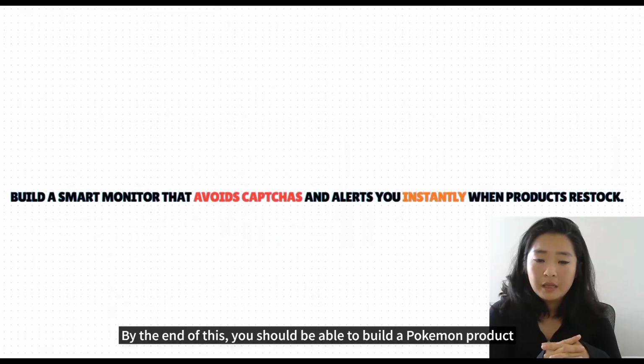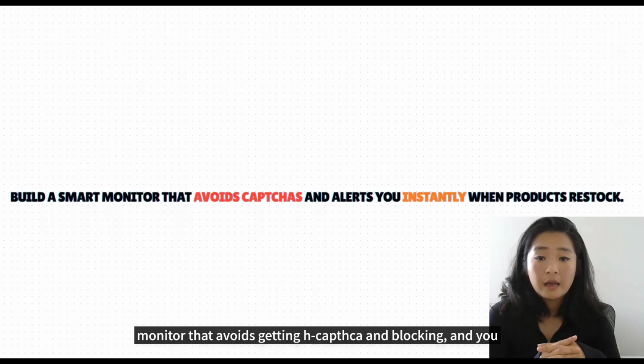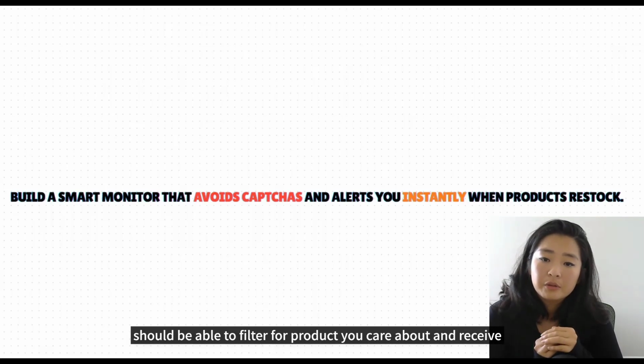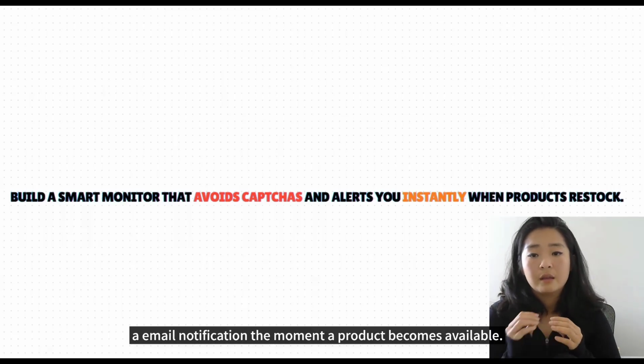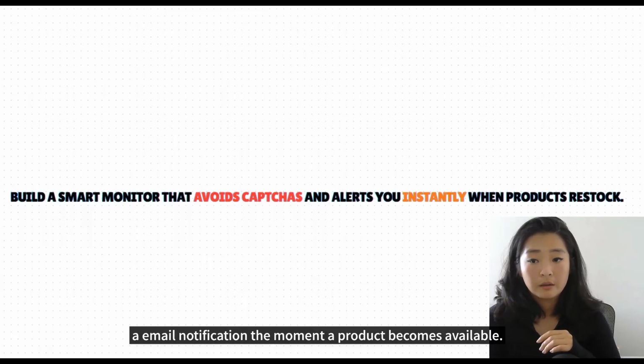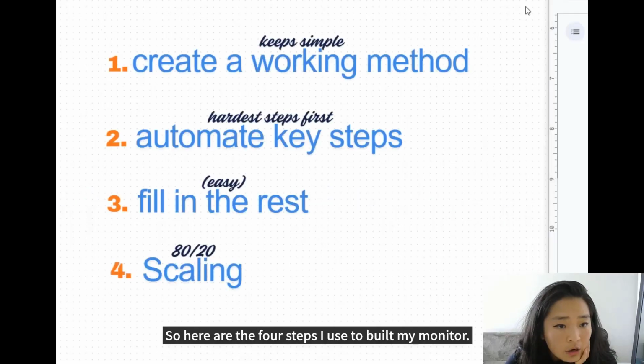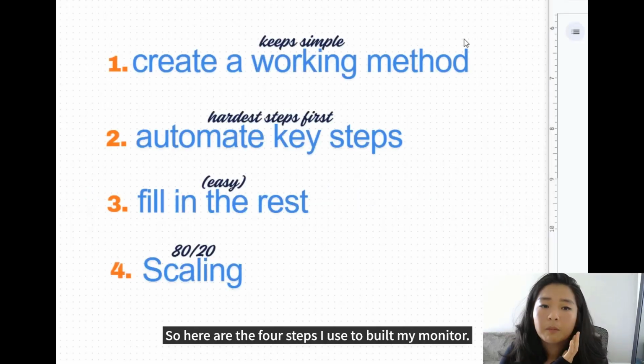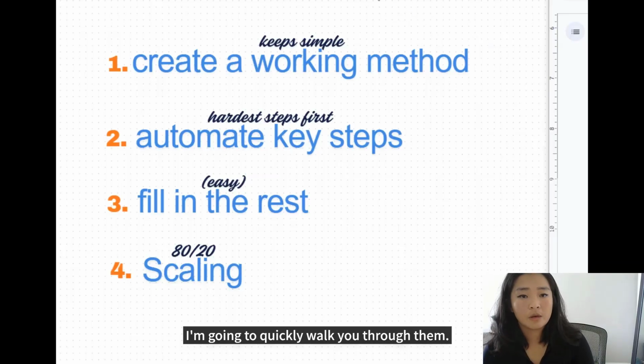By the end of this, you should be able to build a Pokemon product monitor that avoids getting hCaptcha and blocking. And you should be able to filter for products you care about and receive an email notification the moment a product becomes available. So here are the 4 steps I use to build my monitor. I'm going to quickly walk you through them.